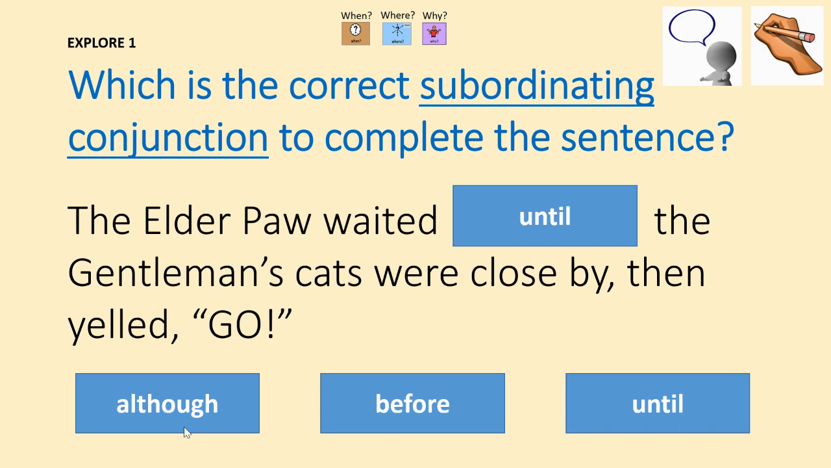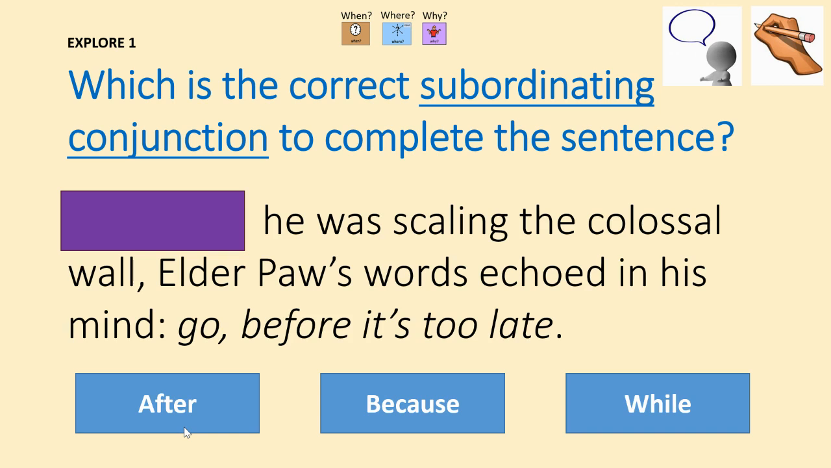If you said before, that could have also been correct too, but I think here it was he waited until they were close by. Okay, we've got another one. Another one here, and I've already gone through and I've showed you that one. That one is while. So let's read that one together. While he was scaling the colossal wall, elder Paul's words echoed in his mind, "Go before it's too late." So I gave that one to you.